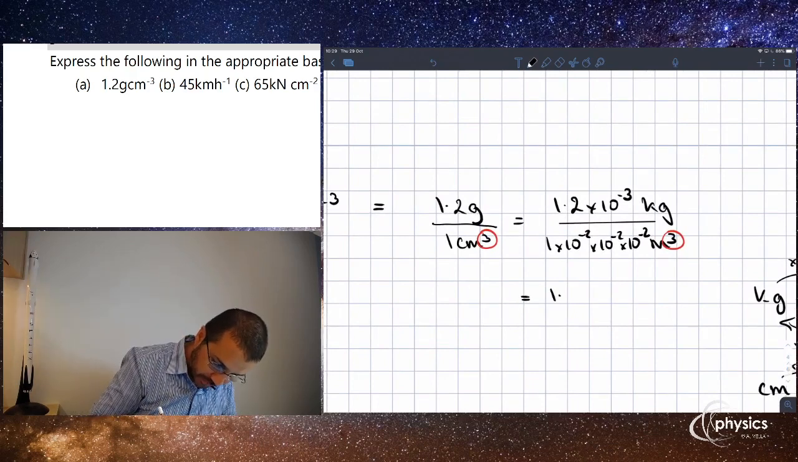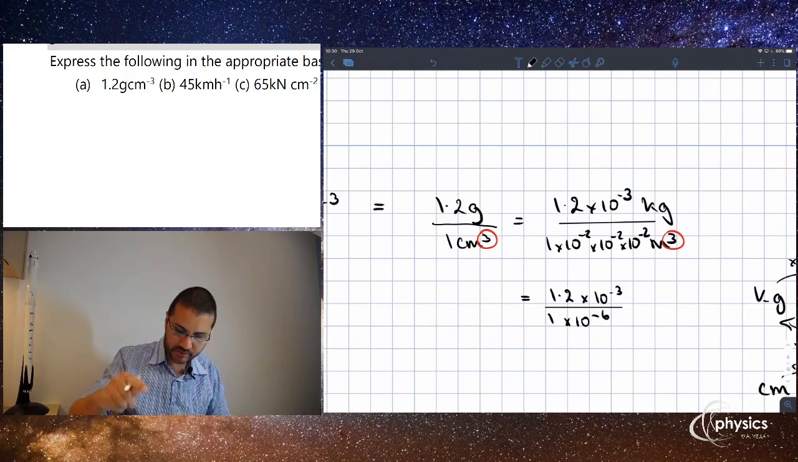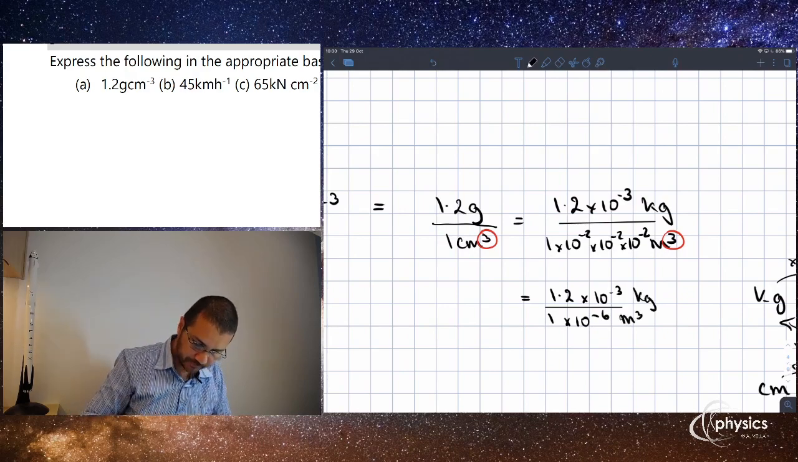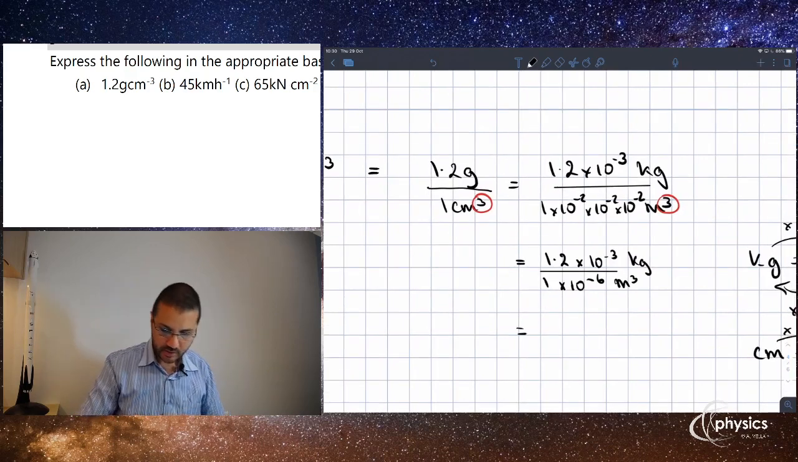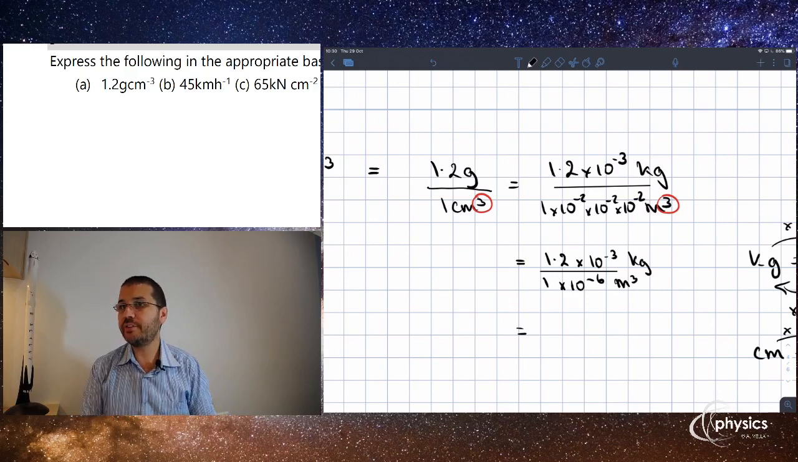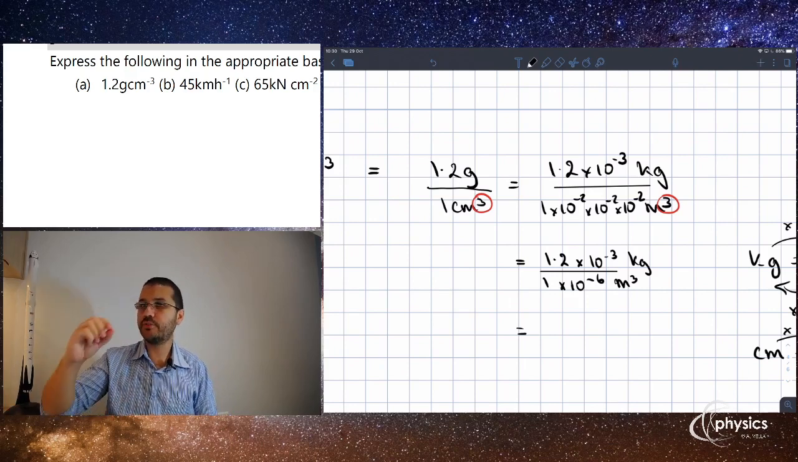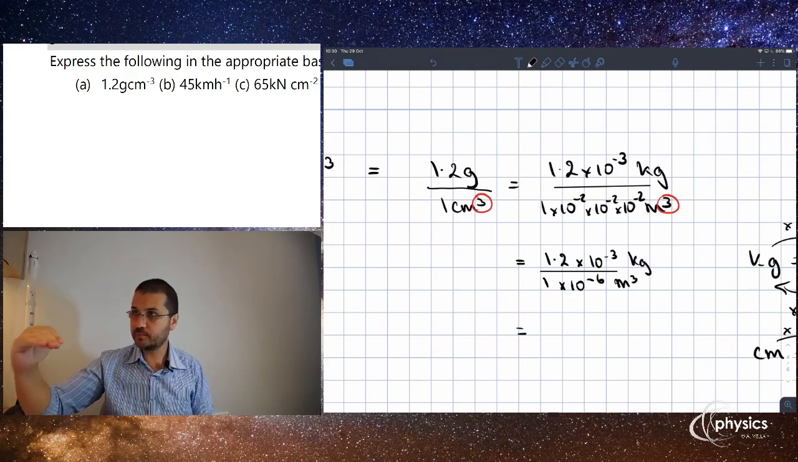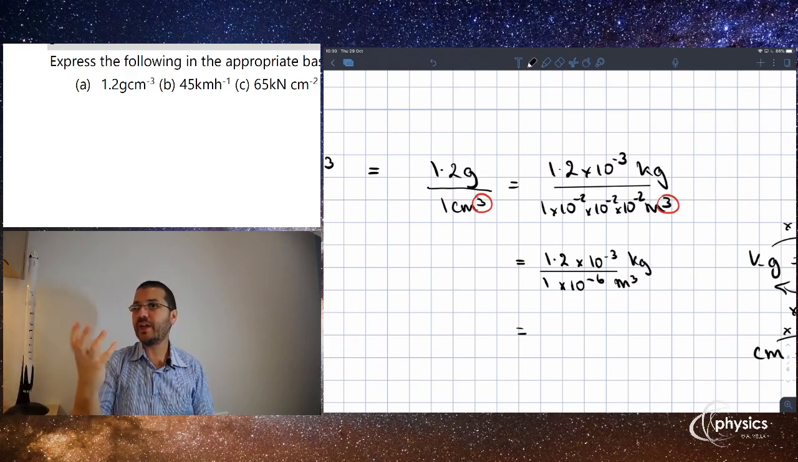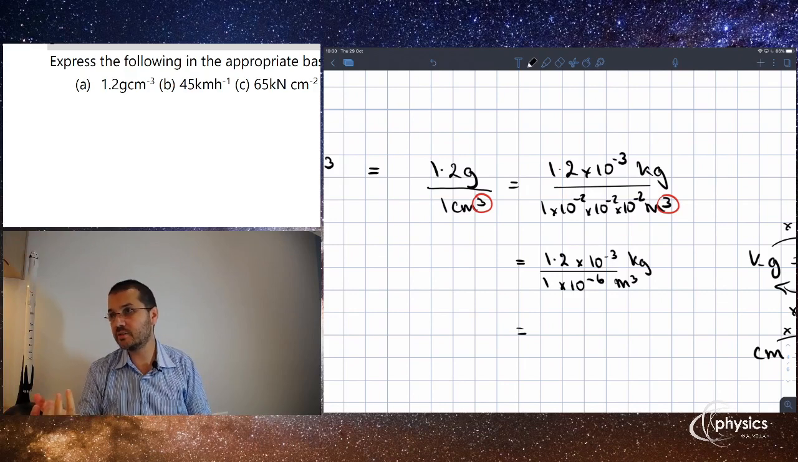So, I have 1.2 times 10 to the minus 3 all over 1 times 10 to the minus 6, because minus 2 minus 2 minus 2, meters cubed, and on top I have kilograms. Alright? Now, the final step: first we wrote it as a fraction. We converted the numerator, we converted the denominator. Now we have to work it out to have the final answer.